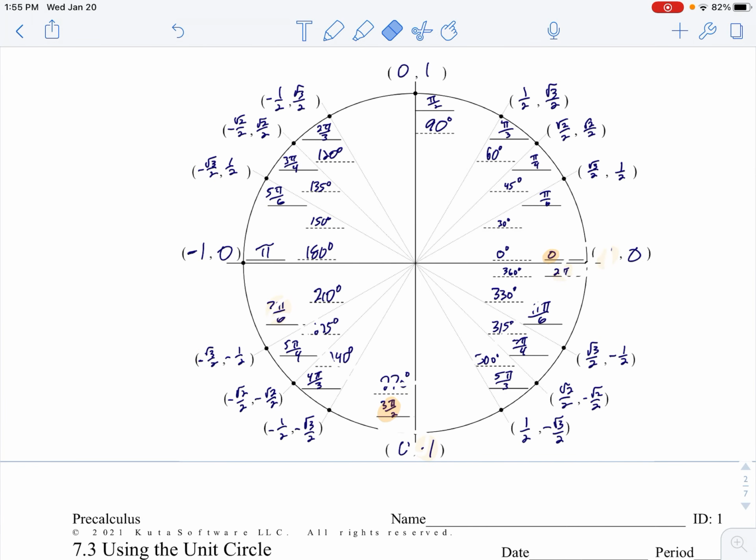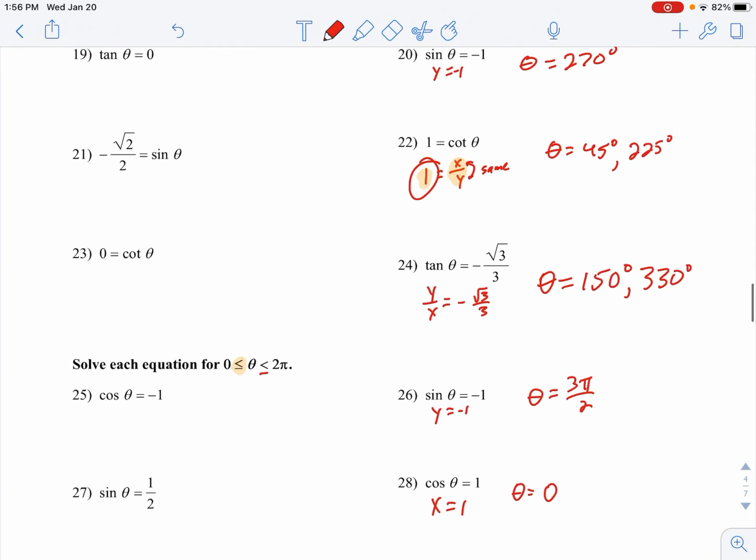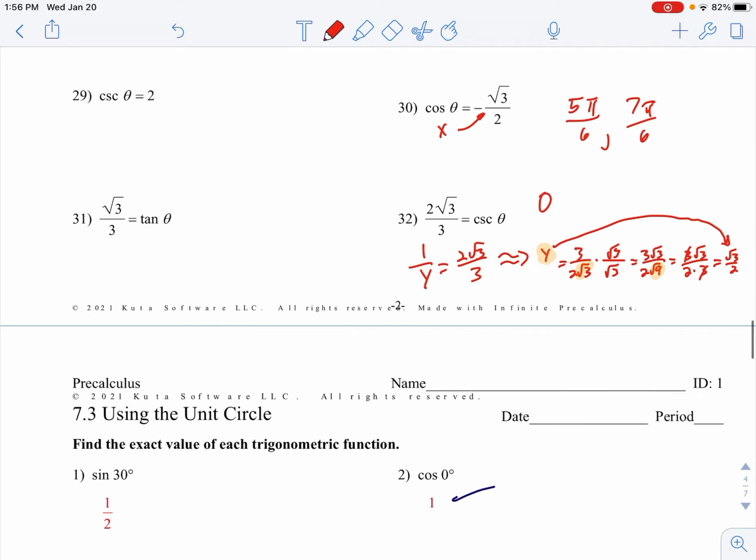A y value that equals positive square root of 3 over 2. Right there and right there. Pi over 3, 2 pi over 3. So the answer to this, theta equals pi over 3 and 2 pi over 3.